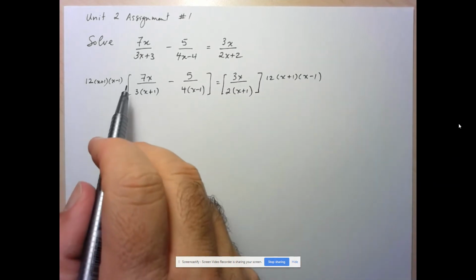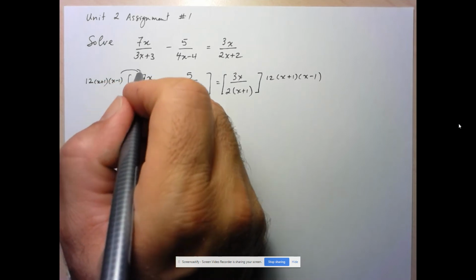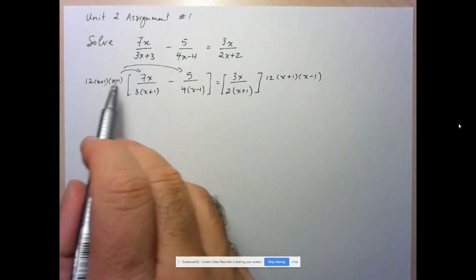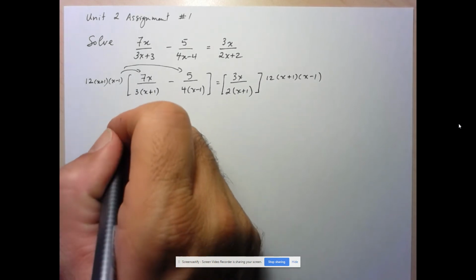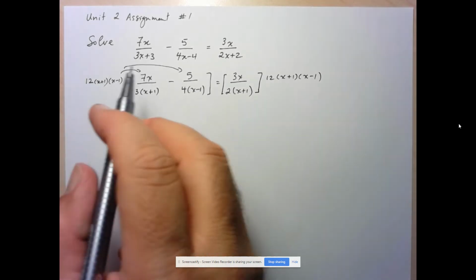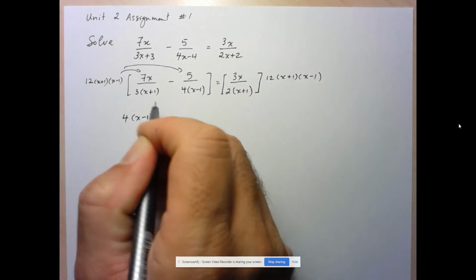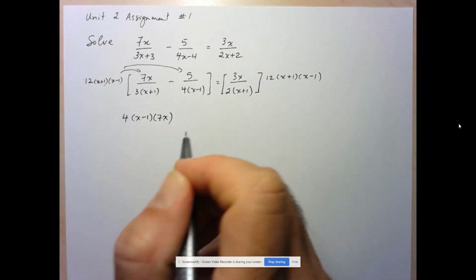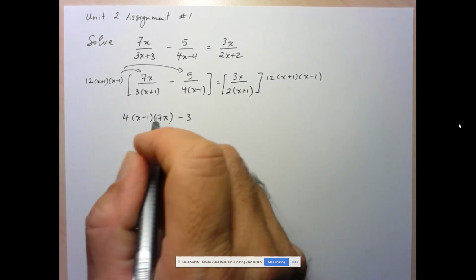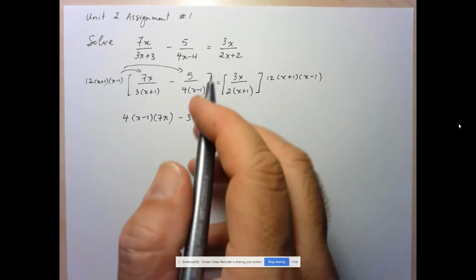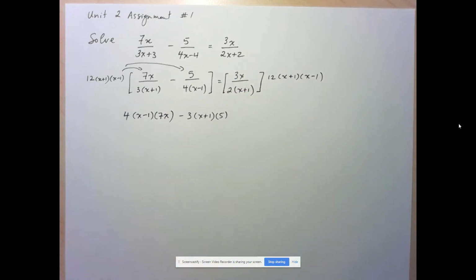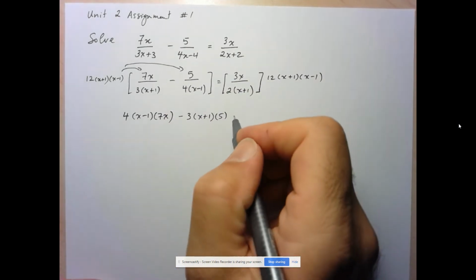So if we start on the left-hand side, I'm going to need to distribute this to both terms. And when I multiply this by the first term, I see the 12 and the 3 reduce to 4. The x plus 1s are going to reduce to 1, and I'm just left with x minus 1, and then of course times 7x. Similarly here for the second multiplication, the 12 and the 4 reduce to 3. The x minus 1s cancel out, so I'm just left with an x plus 1, and then of course times 5.